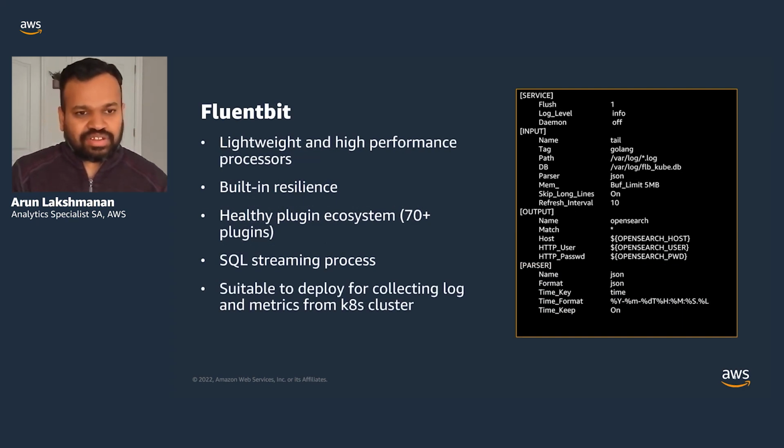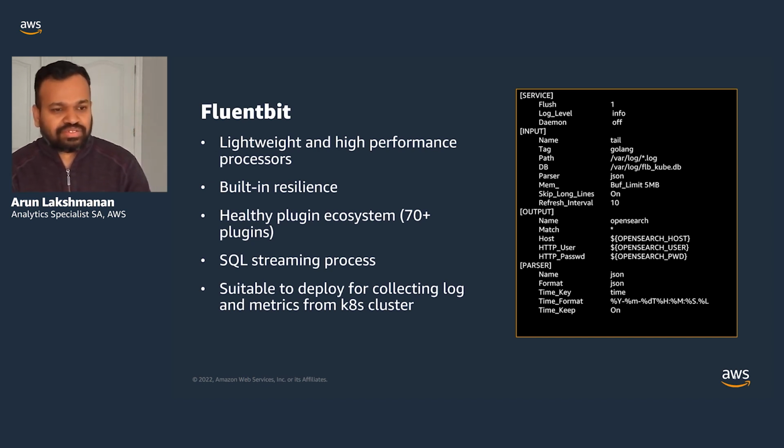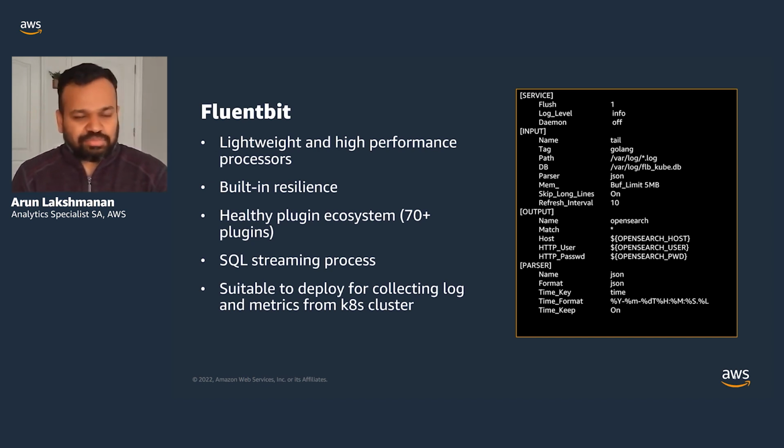If you have strict memory requirements, you can consider Fluent Bit. Fluent Bit and Fluentd share the same concepts, except that Fluent Bit is written in C. It is very suitable to deploy and collect logs and metrics from a Kubernetes cluster. You can forward the logs from Fluent Bit to Fluentd to process at scale. It also has SQL stream processing that helps you with streaming at the edge.